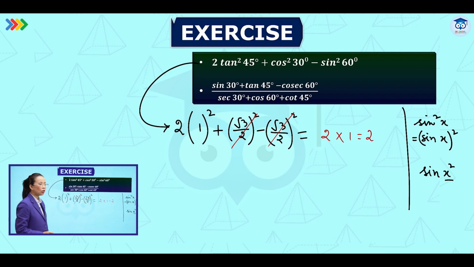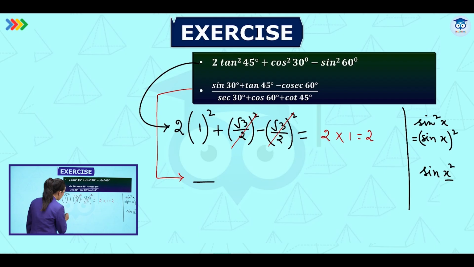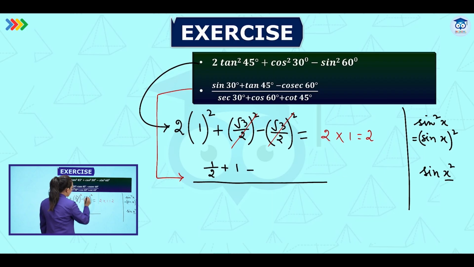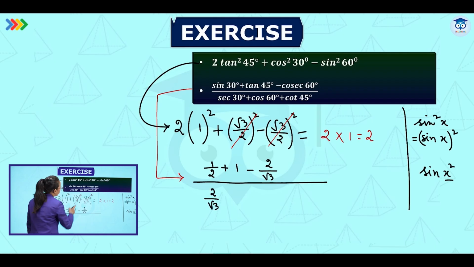Very easy. Okay. Similarly, you can calculate for this. What to do? Same. We are going to put the value for each trigonometrical ratio and do the calculation. Now, we have sin 30, 1 upon 2, right? Next, we have plus 1, minus cosec of 60, 2 upon root 3. Next, we have sec 30, so we have 2 upon root 3, right? We have cos 60, 1 upon 2.